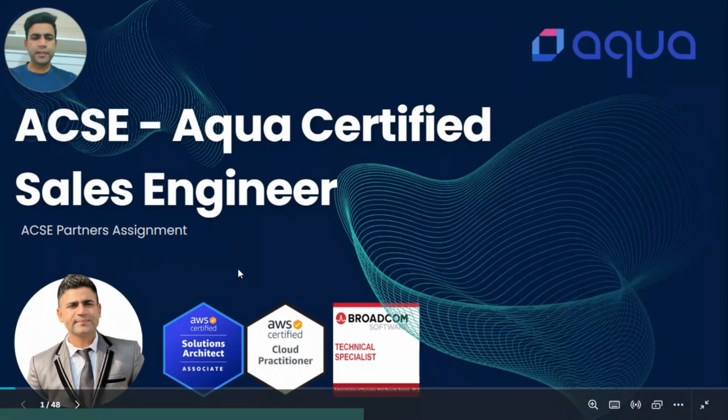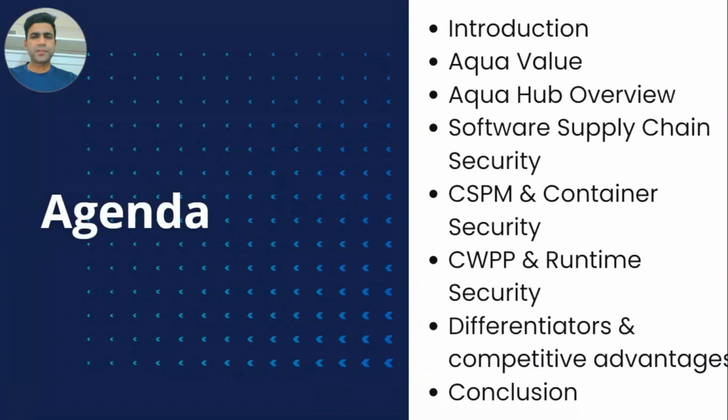So let's begin with the agenda. First of all, it would be introduction. Then it would be Aqua Value. Third one would be Aqua Hub Overview. Next is Software Supply Chain Security. Next is CSPM Container Security. Then CWPP and Runtime Security. Then before we conclude, there will be one last topic, that's differentiators and competitive advantages. So let's begin with introduction.